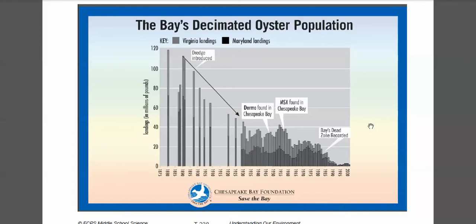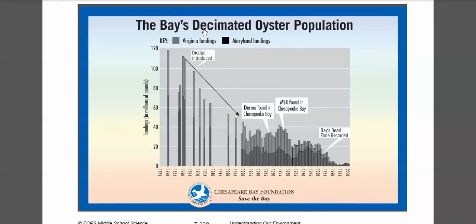So, looking at this graph, I know that all the information on the outside of the graph tells me about what I'm going to see in the actual data of the graph itself. So that's where I'm going to start. I'm going to start here at the top with the title, the Bay's decimated oyster population. By the bay, I'm going to assume that we mean the Chesapeake Bay.